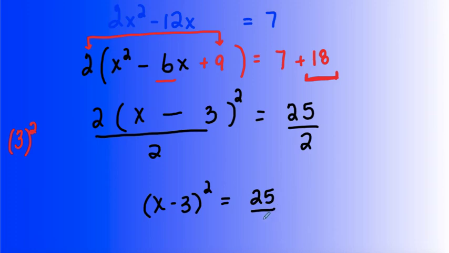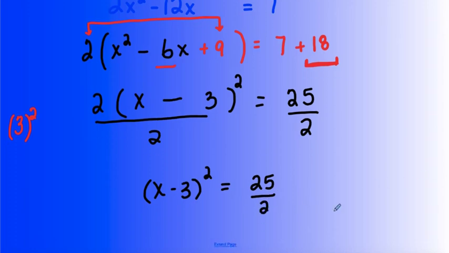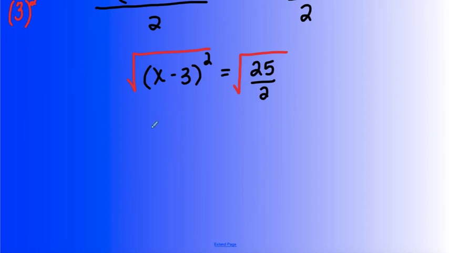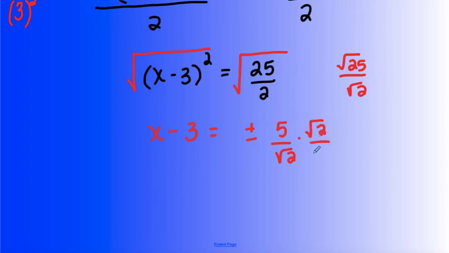We're going to leave it as a fraction, okay? Now we take the square root of both sides. Remember, when we do that, we have to consider the absolute value of x, so we have to do plus or minus. So x minus 3 equals plus or minus. Well, remember, this is the square root of 25 all over the square root of 2. So we have 5 over root 2. Now, we do want to simplify that, so we're going to rationalize it by multiplying by root 2 over root 2. And so we have plus or minus 5 root 2 over 2.